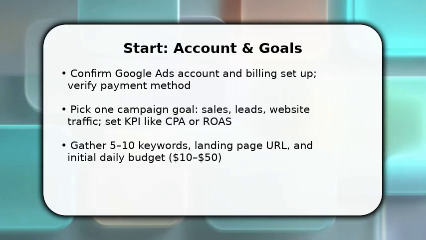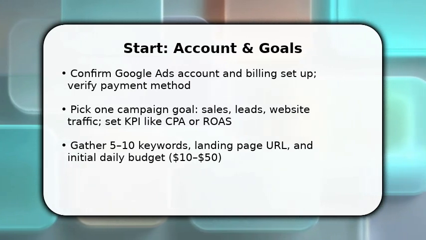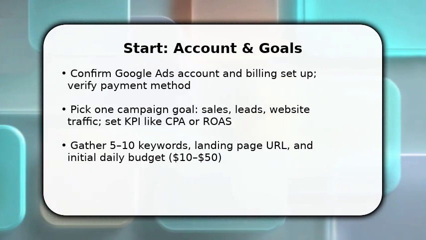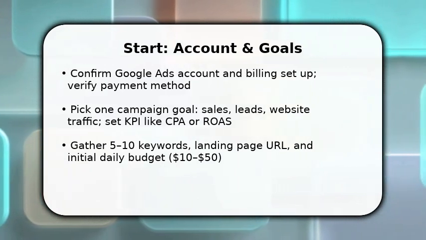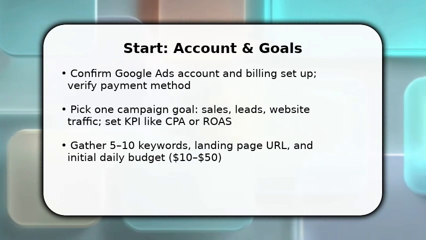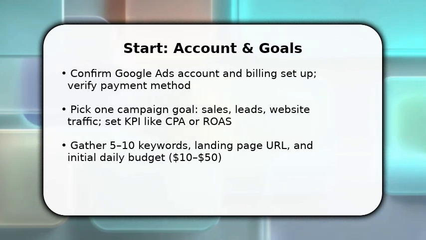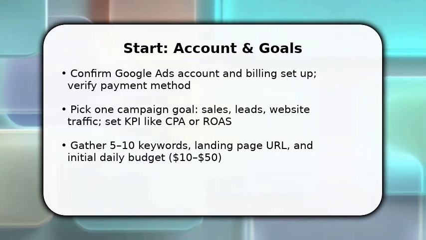You begin by choosing a clear goal and ensuring your Google Ads account and billing are ready. Start now. Set campaign objective to sales, leads, or traffic so bids and settings align with outcomes. Then choose a realistic daily budget and target KPI like CPA or ROAS because campaigns optimize toward that metric.